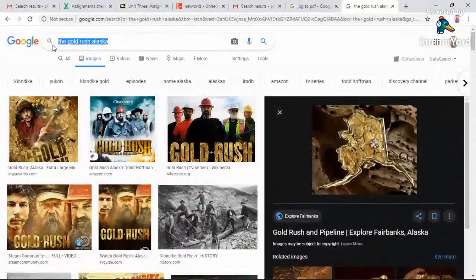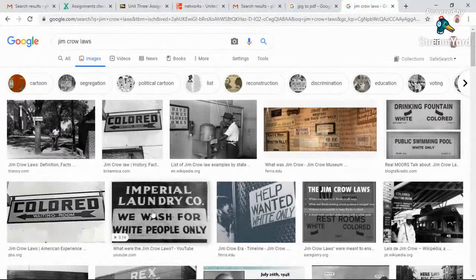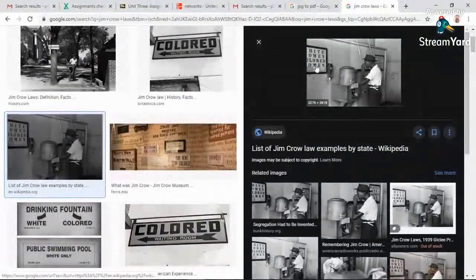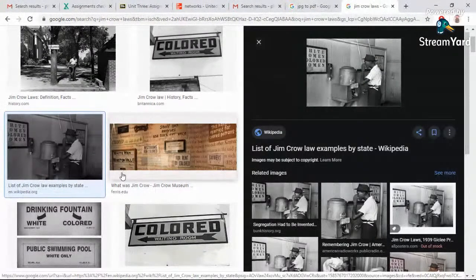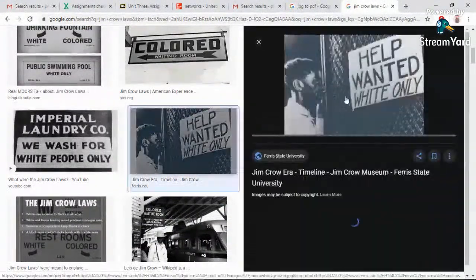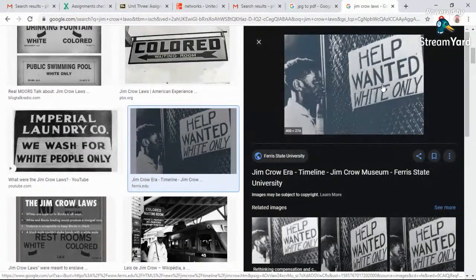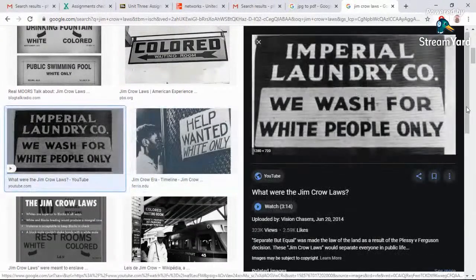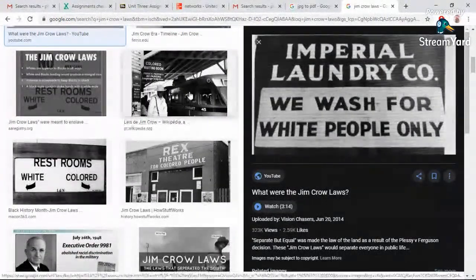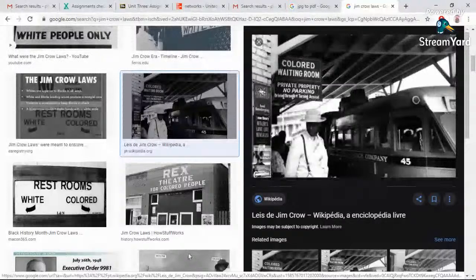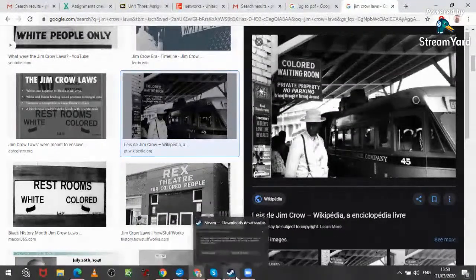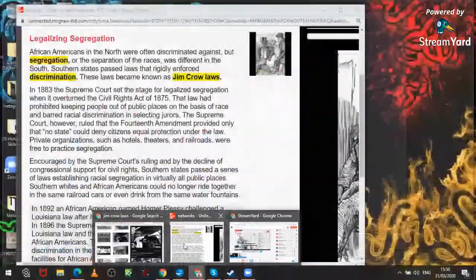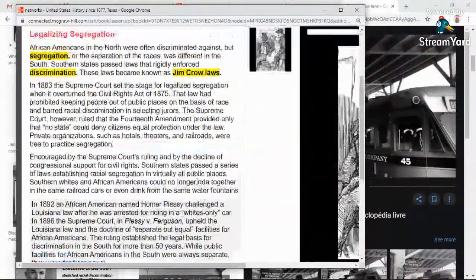You should put this in your notes. The Jim Crow laws, and that's where we have things like this, where white people can only drink from one, black people can only drink from the other, or you have a job, help wanted, whites only. Okay, we wash for white people only. You have the colored waiting room. So everything was separate but equal. Okay, which we're going to get to in a second.